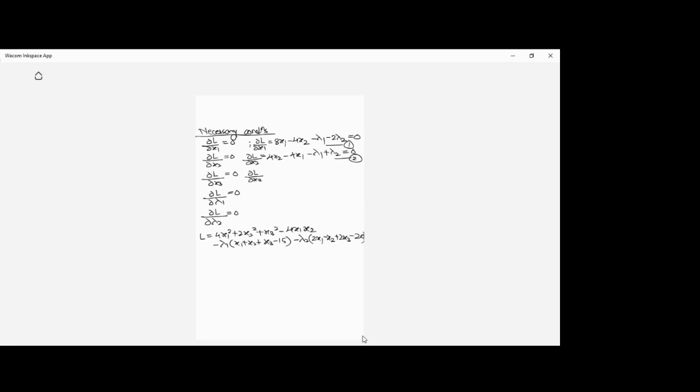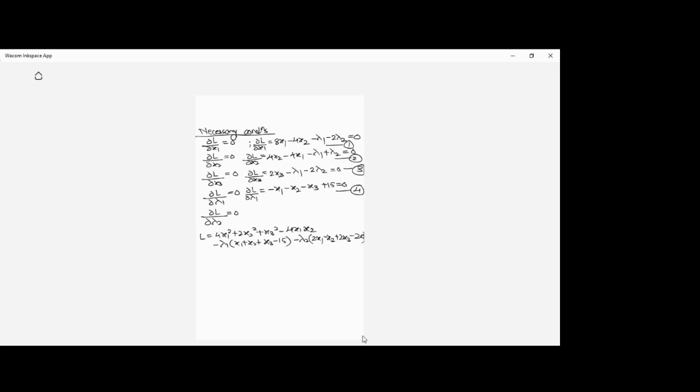The partial derivative of L with respect to x3 is equal to twice of x3 minus lambda 1 minus 2 lambda 2 is equal to 0. This is equation number 3. Similarly, we have to find the partial derivative of L with respect to lambda 1, which is equal to minus x1 minus x2 minus x3 plus 15 is equal to 0. So this is your equation number 4.